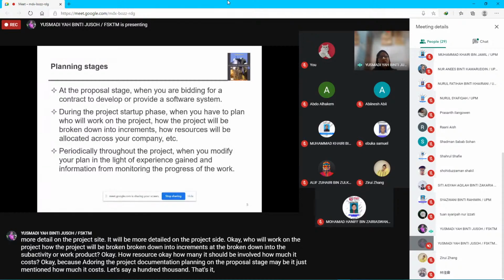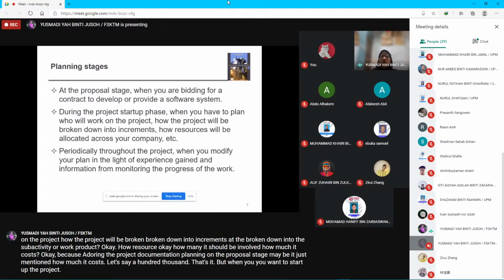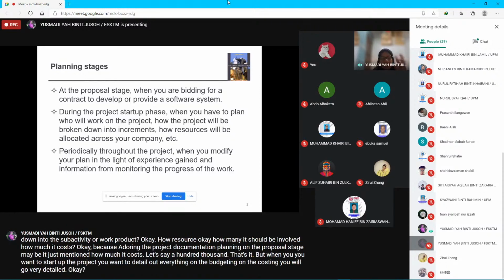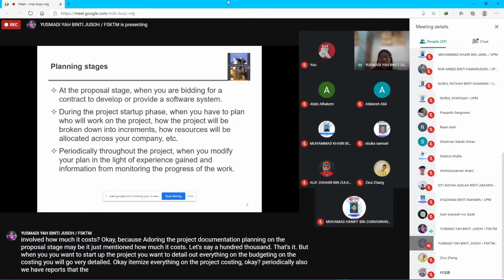But when you want to start up the project, you want to detail out everything on the budgeting and the costing. It will go very detailed. Itemize everything on the project costing. Periodically we also have certain reports to present in terms of project reporting.